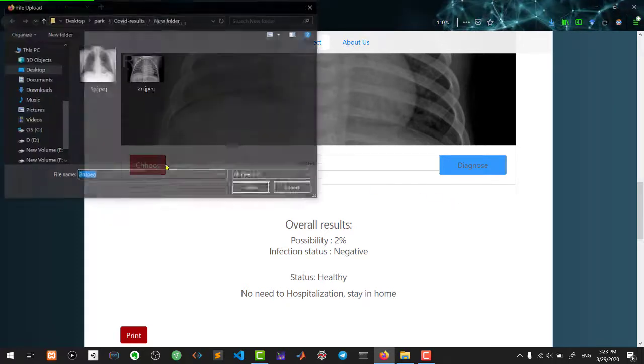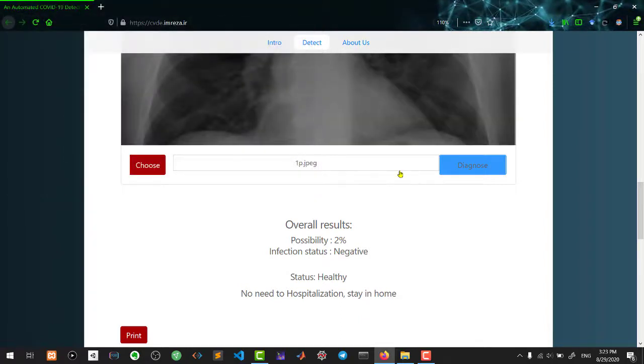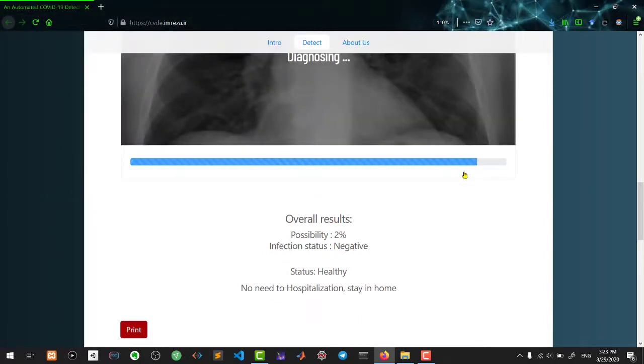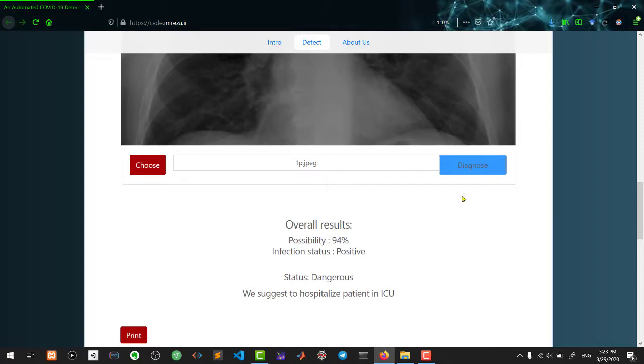For example, I upload another picture. This is an image of a person who suffers from COVID-19. The status shows it as dangerous because its possibility for infection is 94%, and I suggested to medical staff or someone who used the system to hospitalize the patient in ICU.